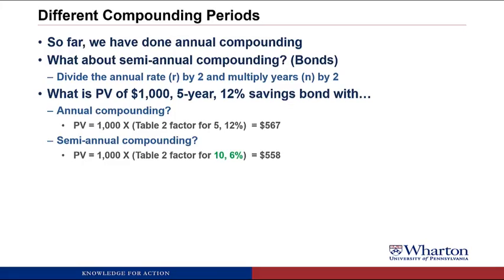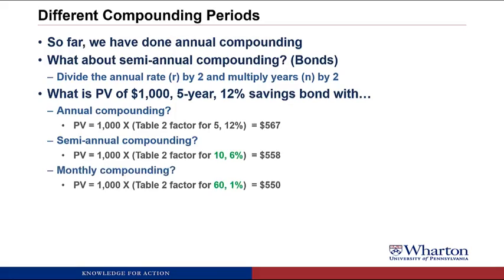Now, if this was semi-annual compounding, which is more typical for the bonds we're going to see, it's the same formula: present value equals the future value of 1,000 times the factor. Now we want to do 6% for 10 periods. So instead of 5 years, we have 10 semi-annual periods, 10 half years, and we don't get 12% for each half year, we only get 6%, and we get a different present value, 558.